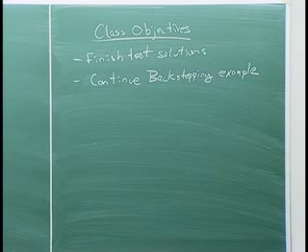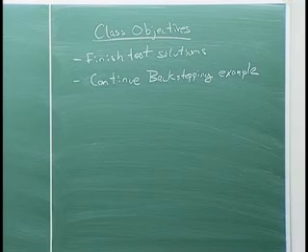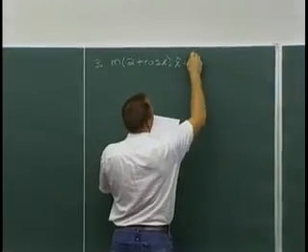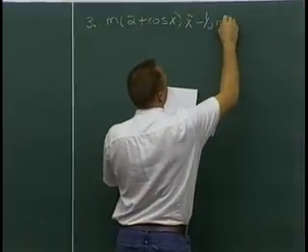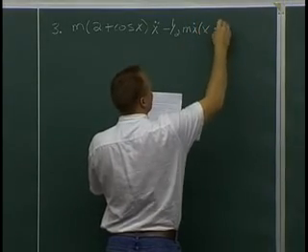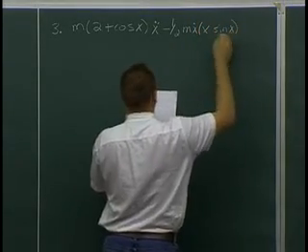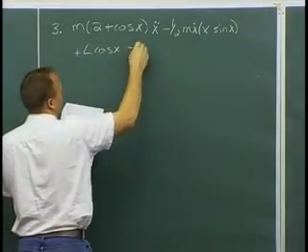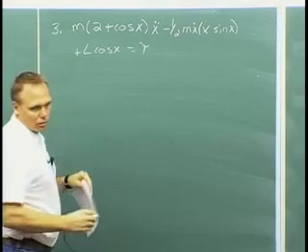So if you recall, our dynamics were m times (2 plus cosine x) times x double dot, minus 1/2 m x dot times x sine of x, plus L cosine of x, equals our control input tau.